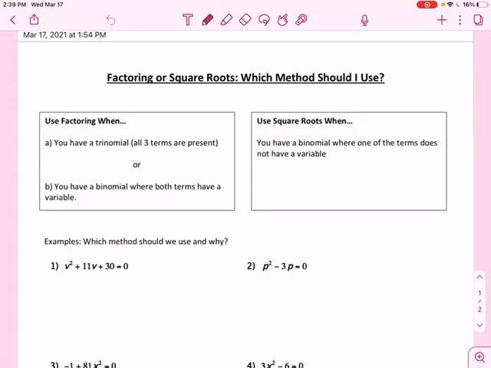Now that we've seen two different ways that we could go about solving quadratic equations, the question is, when should we use each method? When would it be better to use the factoring method? When would it be better to use the square root method?